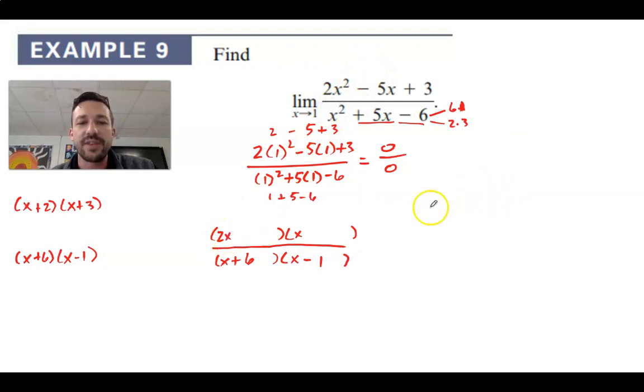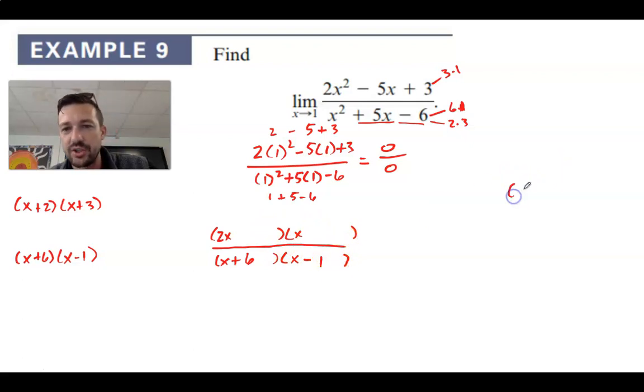Now, when I have one of these, it's kind of more of a guess and check. But my only factors are 3 and 1, right? Those are the only multiples that I can have to make 3. So it's either going to be a 3 right here and a 1 right here, or a 1 right here and a 3 right here.